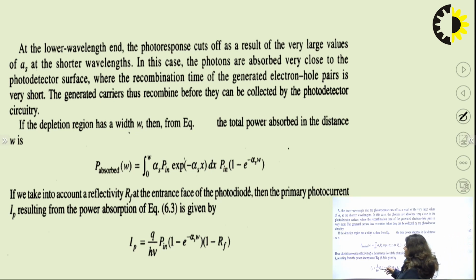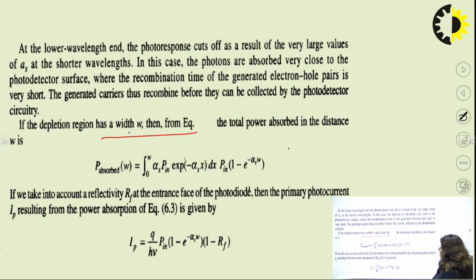So, we have the depletion region with a width W, and from the equation, P absorbed is equivalent to the integration from 0 to W, where W is the width of the depletion region, alpha S is the absorption coefficient, and P in is the input power, of exponential minus alpha S X dx, which gives P in into 1 minus e to the power minus alpha S W. This particular term shows the power drop. Whatever the incident power, it is dropped by the factor P in e to the power minus alpha S W.